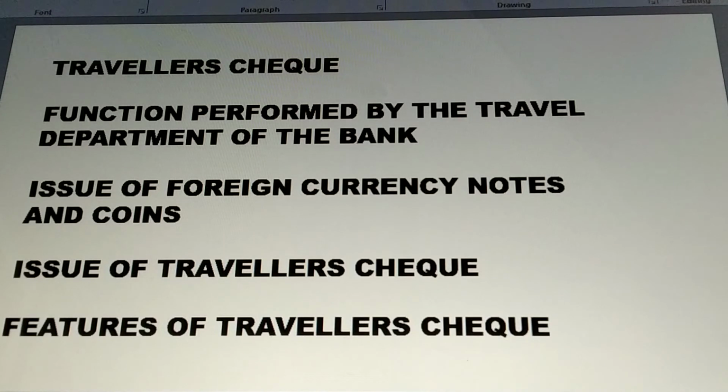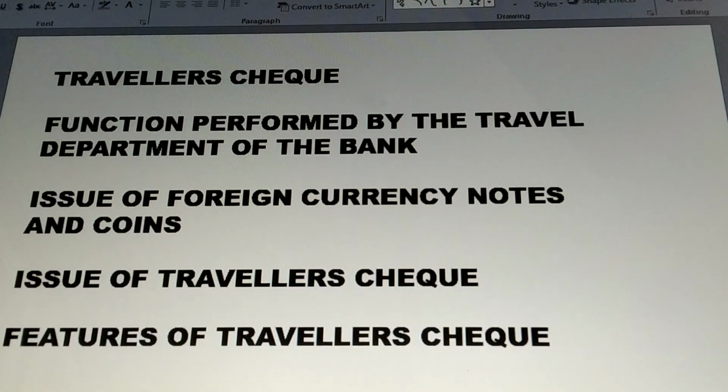Now moving on to the next, which is features of traveler check. What are the features of traveler check? Let us see. A traveler check can be purchased by any person from a commercial bank. Now this traveler check is issued by any commercial bank. The thing is that an equal amount has to be deposited. As per the amount of traveler check required, that amount needs to be deposited, right? And then only the travel section of that particular branch will issue a traveler check.